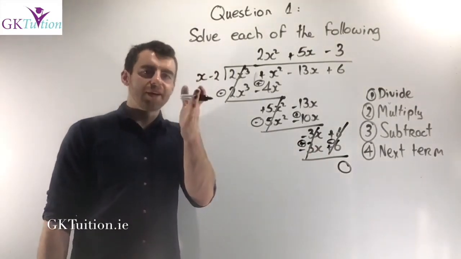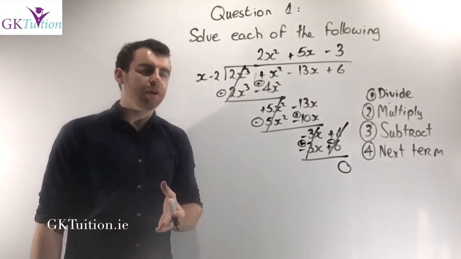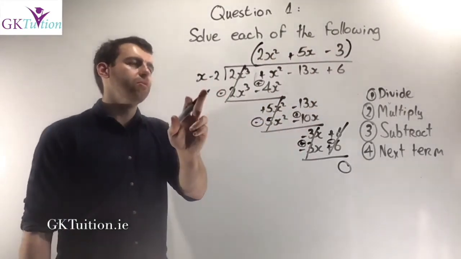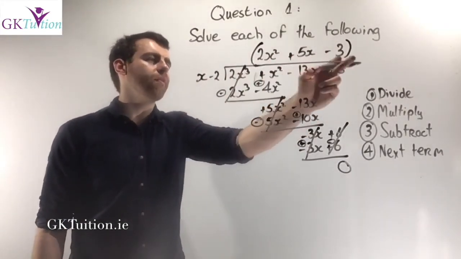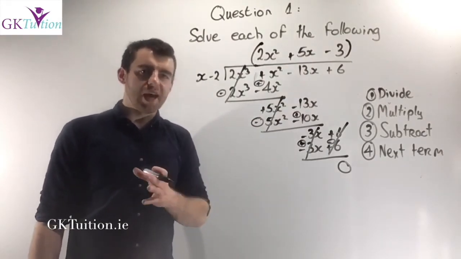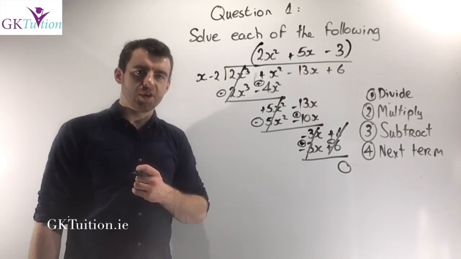So I've now used the factor that I found by trial and error to generate the other factor. I know that x minus 2 multiplied by 2x squared plus 5x minus 3 will give me the original cubic. And I can use that in order to come up with the roots of the cubic.